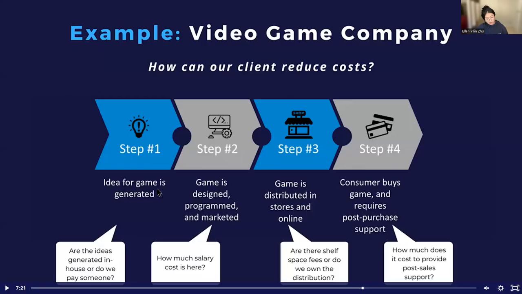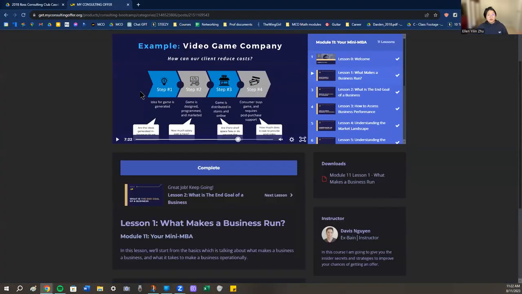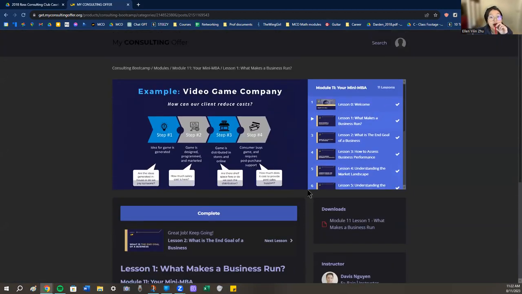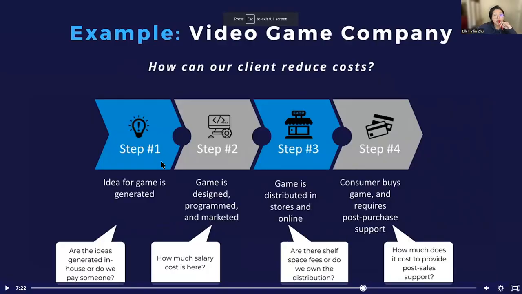Well, here, let me also pull up this from the MCO boot camp, the module 11 mini MBA, "What makes a business run?" So this is, for a video game company, the idea is generated, then raw materials and manufacturing are done, it's distributed, and then to the consumer, which is some kind of marketing and branding issue. They gave this example of a video game company.